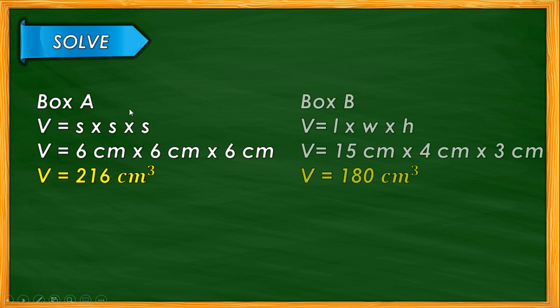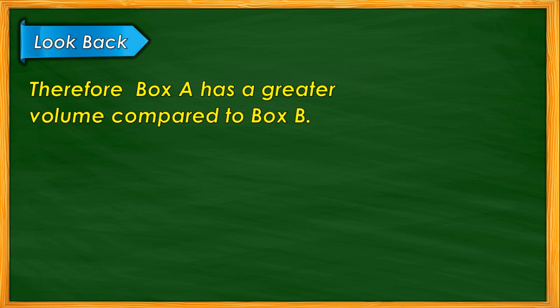And then for box B, we have the rectangular prism, 15 times 4 times 3. So the volume is 180 cubic centimeters. So based on the volume of box A and box B, which is greater? Is it box A or box B? So the answer would be box A. Therefore, box A has a greater volume compared to box B.